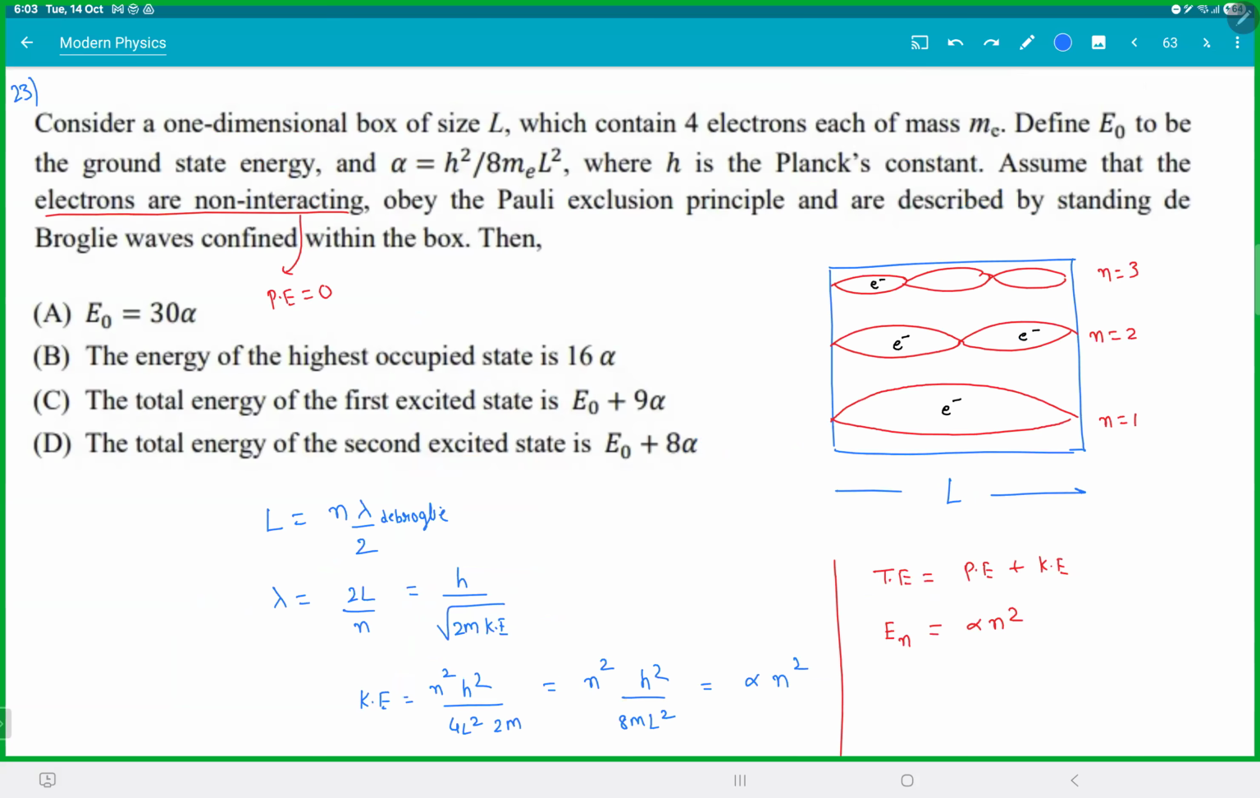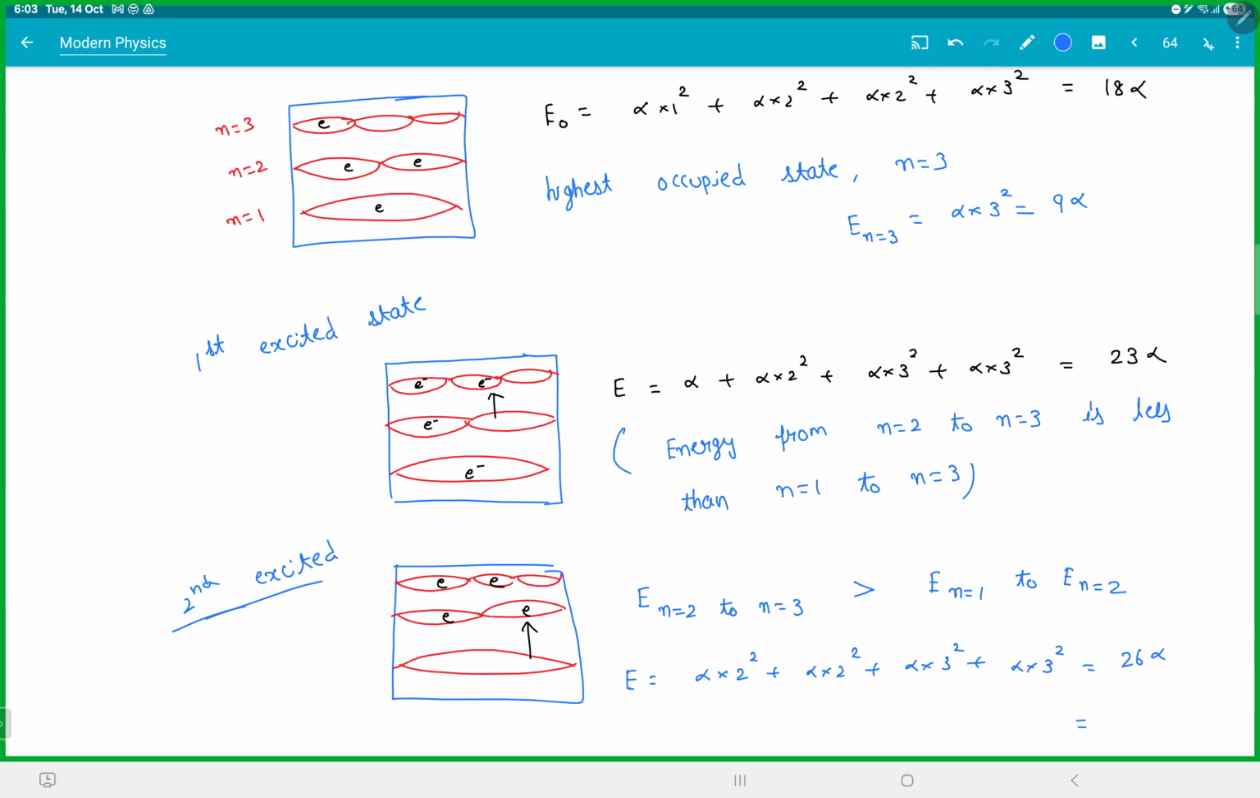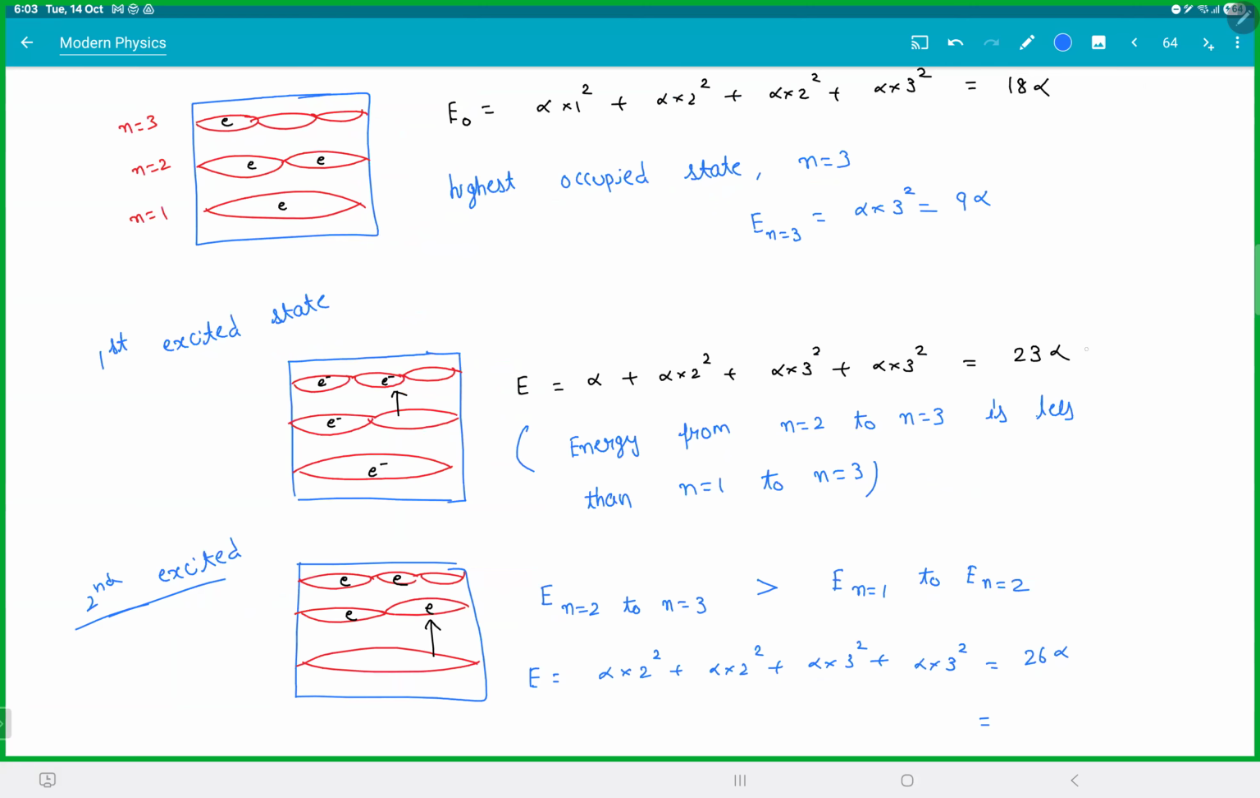So C option is what? E naught plus 9 alpha. That is 23 alpha. This will be 18 alpha plus 5 alpha. That will be E naught plus 5 alpha.